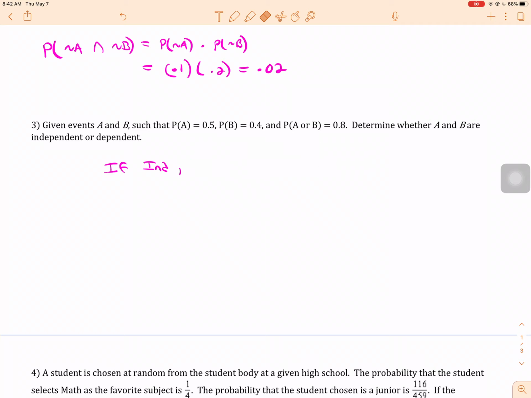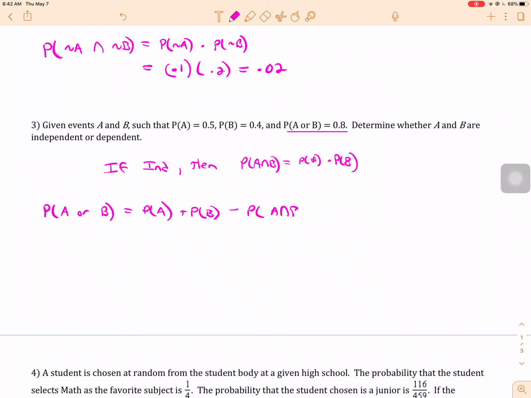I apologize. Well, no, that's still true. But remember, this says "or" actually. So probability of A or B equals the probability of A plus the probability of B minus the probability of A and B. So now let's plug into here what we know. 0.8 equals 0.5 plus 0.4 minus the probability of A and B.